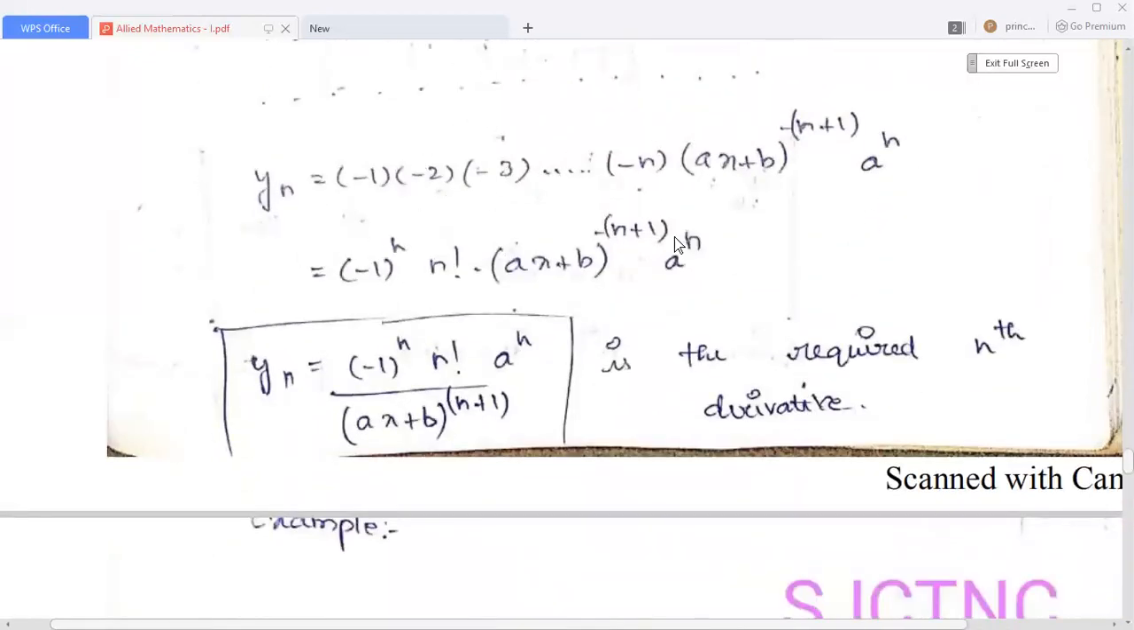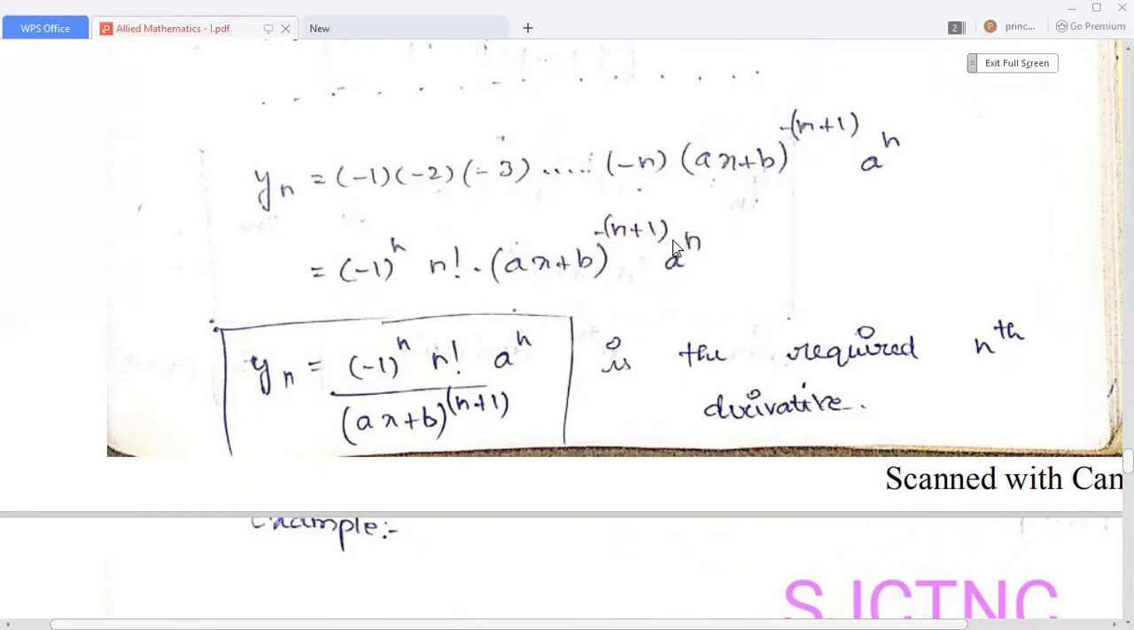Now we simplify this expression. That is yn is equal to, here you see the minus sign is multiplied n times. So in this we write (-1)^n. Then you see the remaining terms 1 into 2 into 3 into n. That can be written as n factorial.